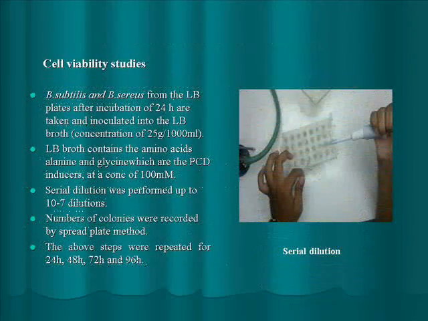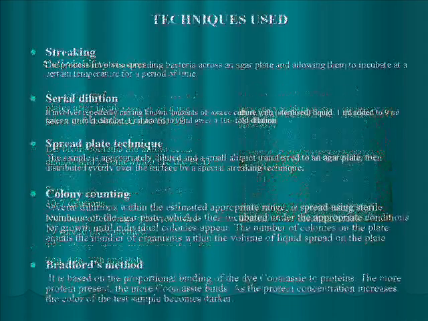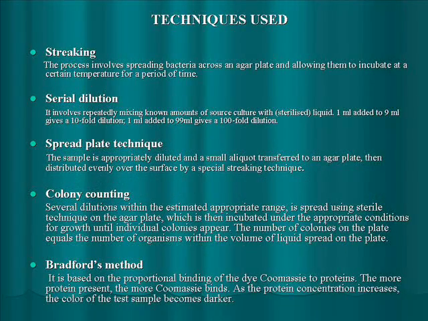For viable cell counts, aliquots of the culture broth were withdrawn and serially diluted using sterile saline of 0.85% and transferred to LB agar using the spread plate technique. Plates were incubated at 30 to 32 degrees centigrade. Then viable cell counts were obtained at the end of the incubation period by counting colonies. We have used techniques like streaking, serial dilution, spread plate technique, and colony counting.